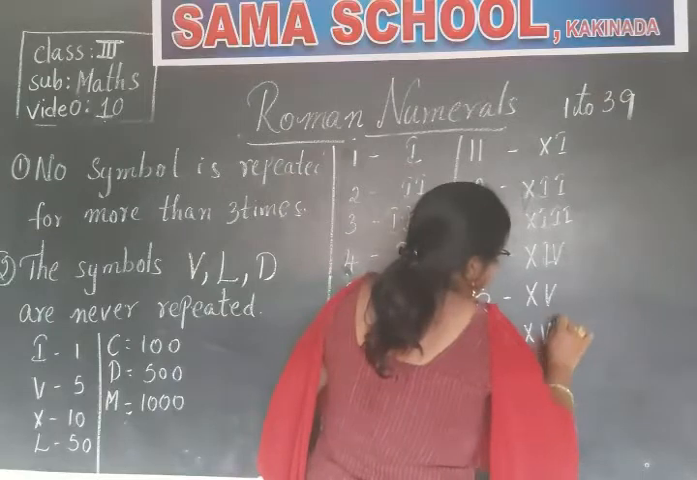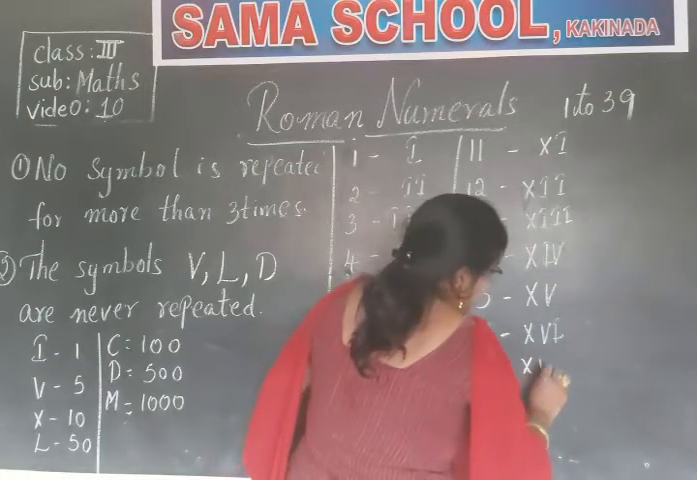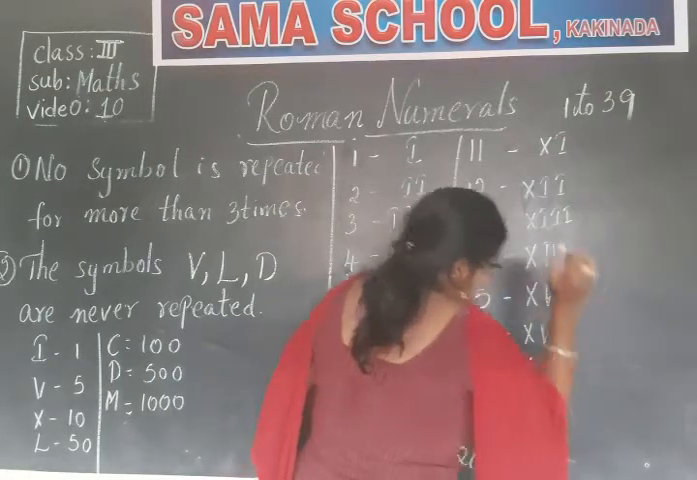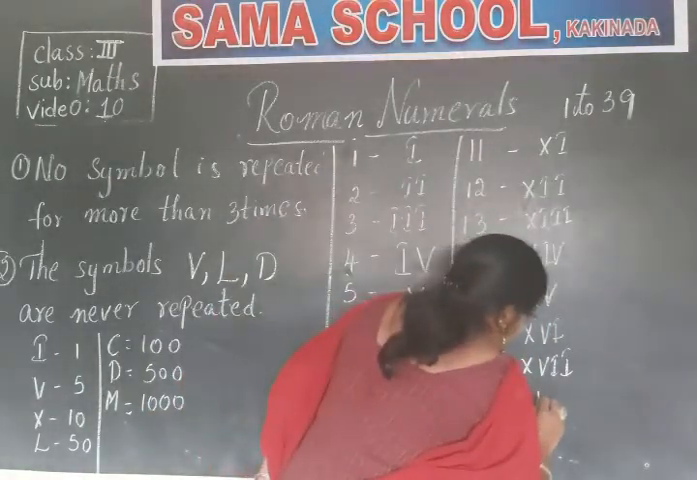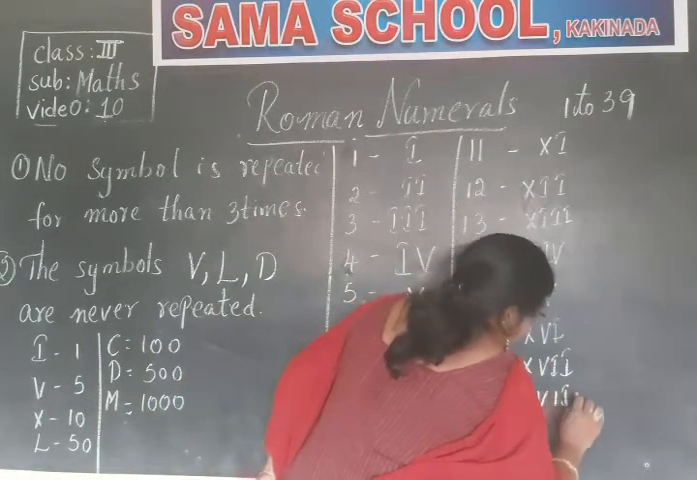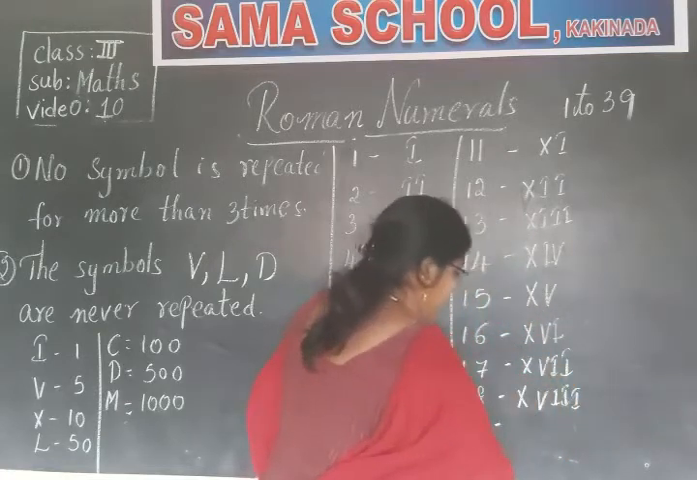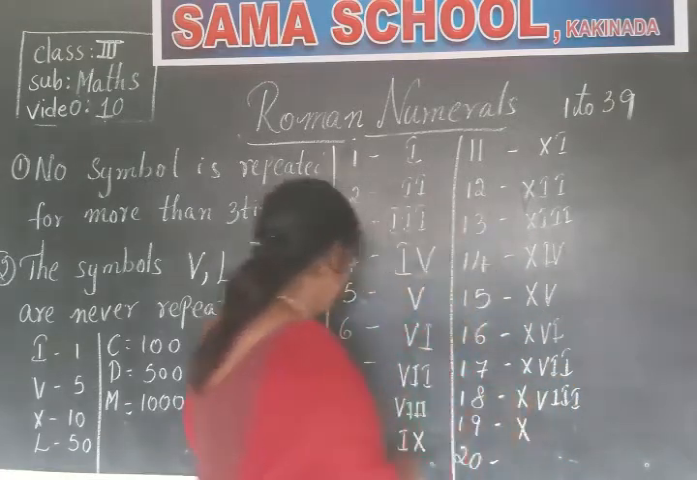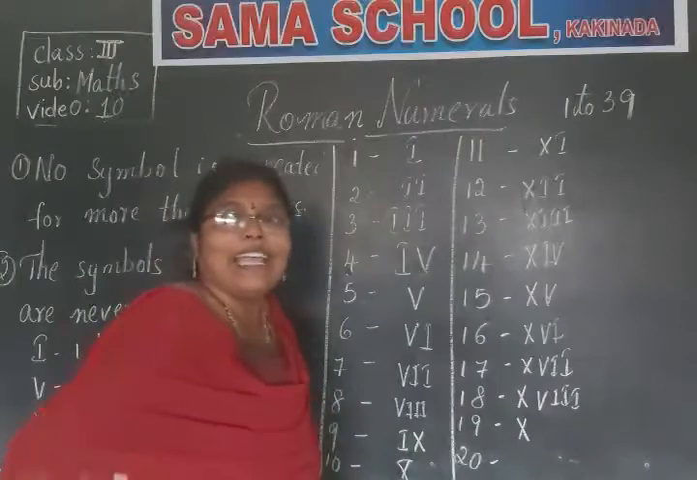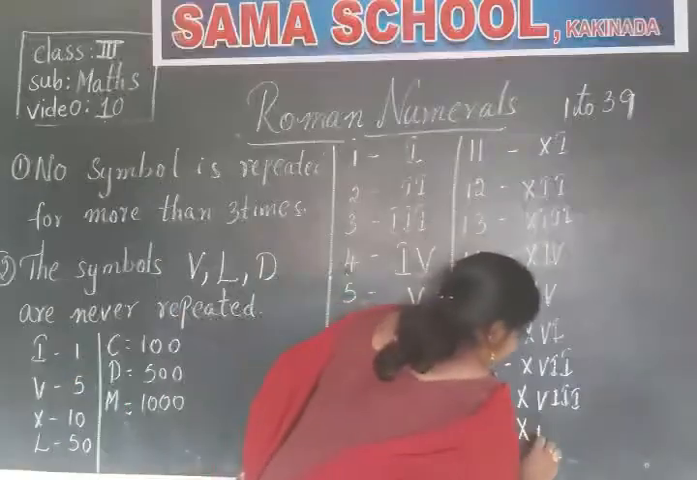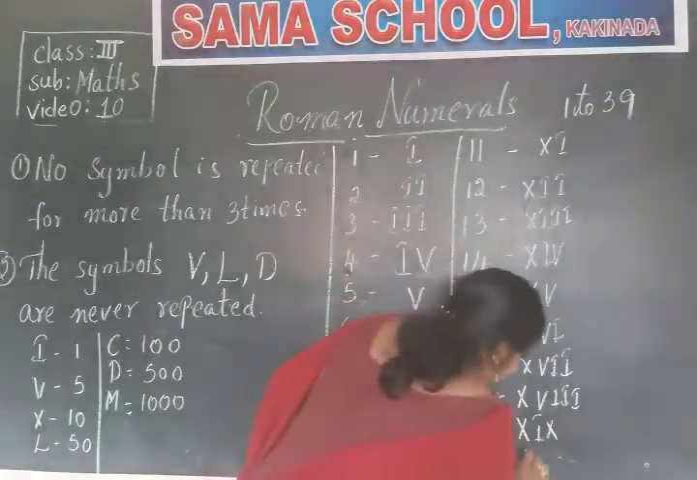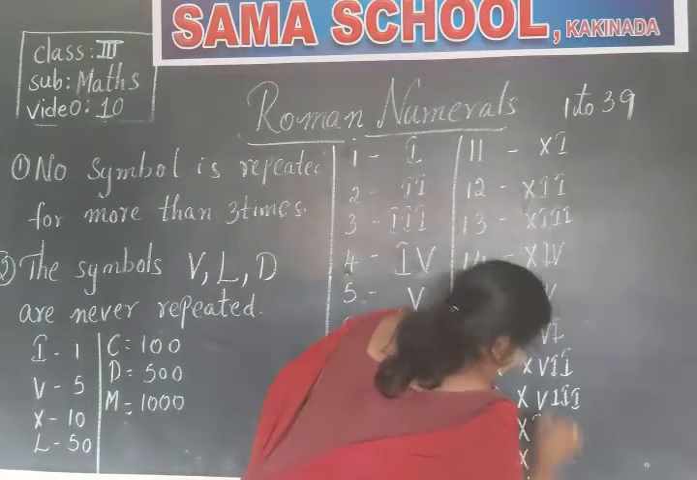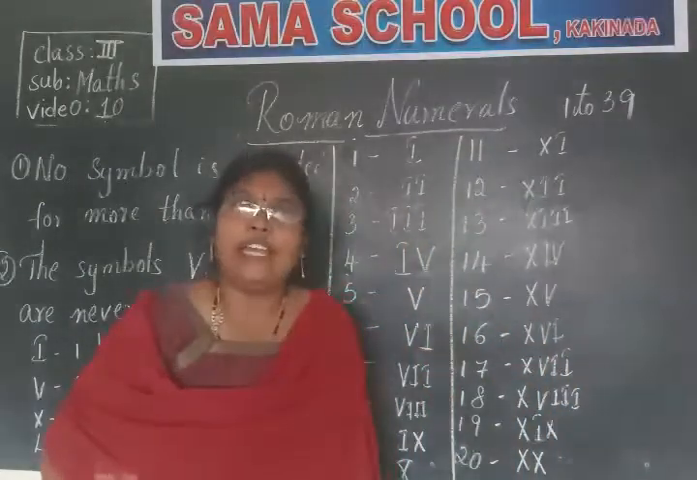And we already know these numbers, right? 16 is XVI and XV double I, 17. XV triple I, which is for 18 and 19. What is the symbol for 9? IX. So X, I, X, 19 and again X for 20.